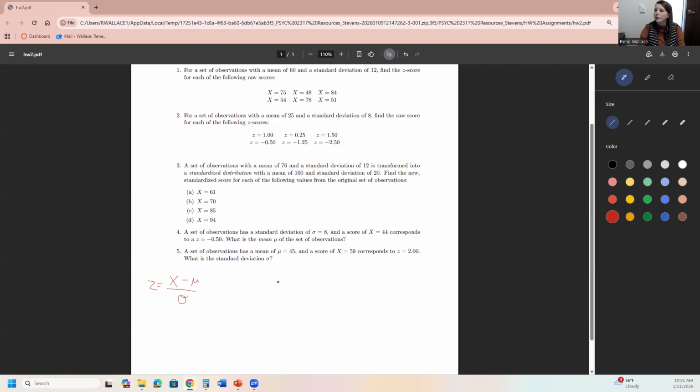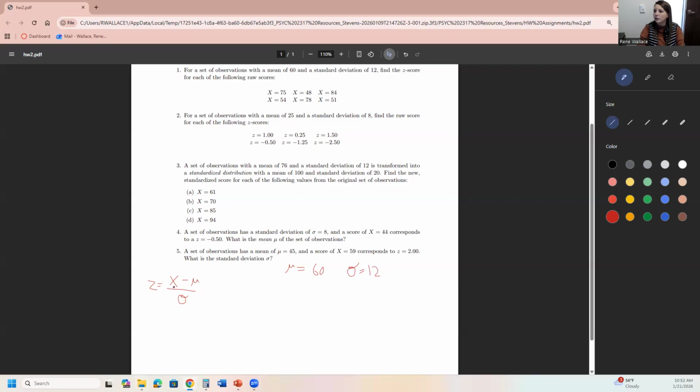So let's write all of our things out here, our key. We have mu, our mean, and that is 60. If you always write out your little key, it helps when you're putting in your formulas. And our sigma, or standard deviation, is 12. You need to find the z-score for each of these, so you should have 6 answers.